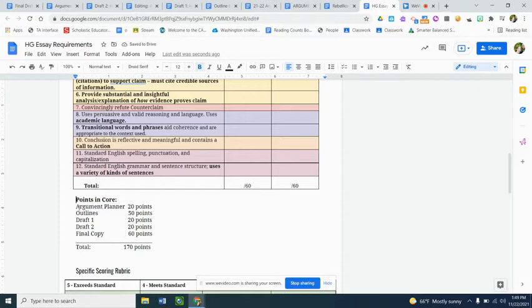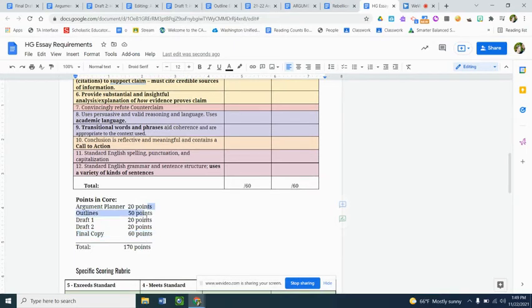All of these points for the first 4 categories here, your argument planner, your outlines, draft 1 and draft 2, honestly, these should be just easy. Is it done or not done? If it's done, you get the points. If it's not done, you don't get the points. It doesn't have to be perfect. For the outlines and the argument planner, these might not even be complete sentences, and that's okay because it's appropriate at that stage of writing. If you have a bunch of spelling and punctuation errors in draft 1, that's okay because it's appropriate at that stage of writing. It's not until we get into the final copy that your score is actually going to be based on how well you write.